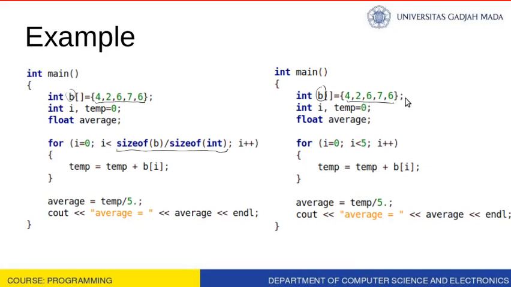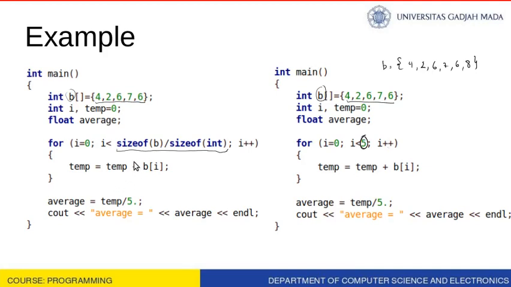So suppose I add elements to this array. So B, suppose I will have 4, 2, 6, 7, 6, and 8. So it becomes 6. Then I need to change this. If I add another element or number, I have to change it again and again. I have to check, so I have to change. So this one is inefficient.